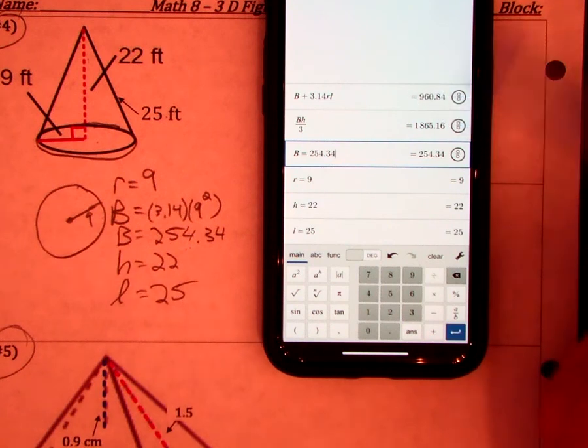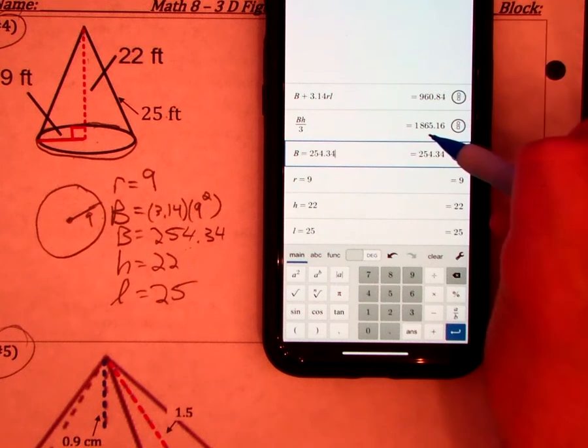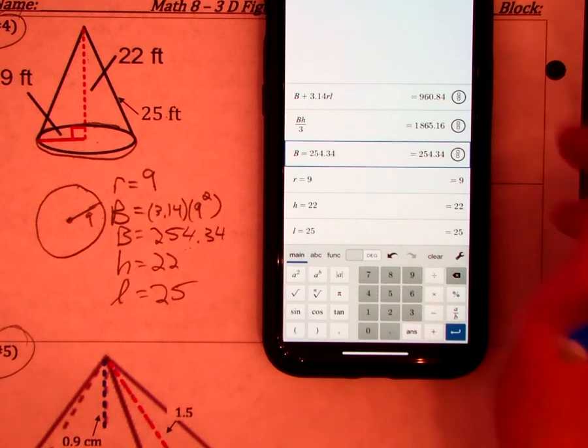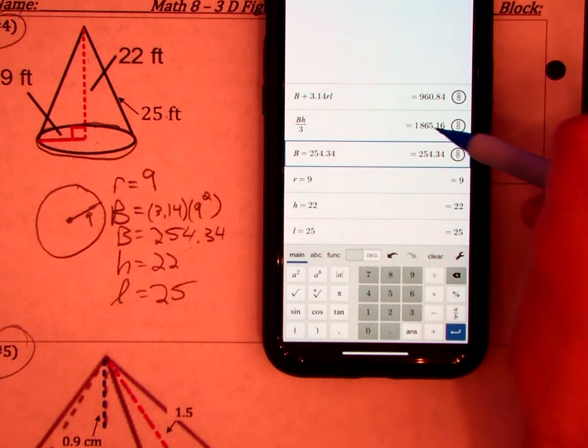Make sure you're paying attention to what you're looking for. Our surface area is going to be 960.84, and then our volume is going to be 1065.16. Make sure that you're putting those units on carefully. So it'd be feet squared for surface area, and it would be feet cubed, or to the third power, for volume.